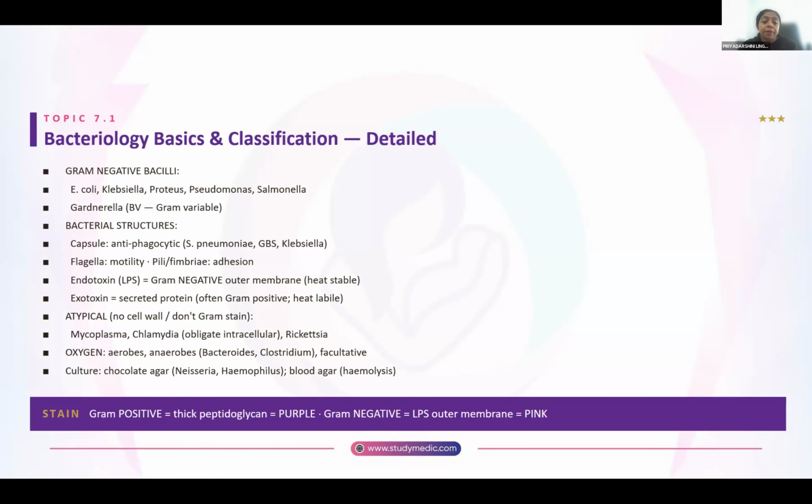Apart from this, an exam tip will be to have a look at the images, because these images can also come in your exam and they can ask you what is the organism that you're seeing there. So another tip for your exam.